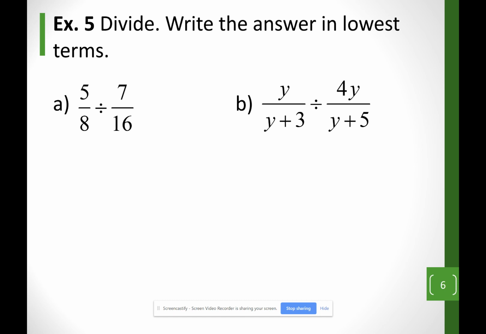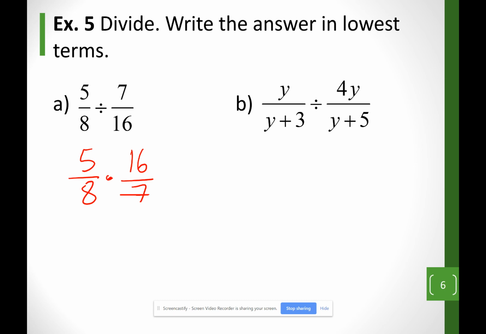My example here, I'm going to write this as 5 over 8 times, keep in mind I'm changing it to times, 16 over 7. So division, we change it to times, but we do the reciprocal of the second fraction.